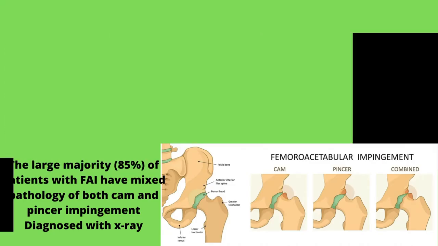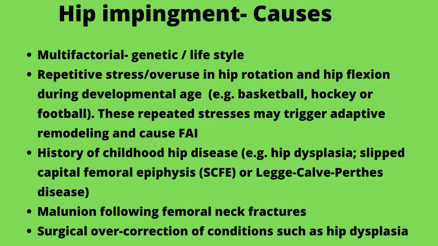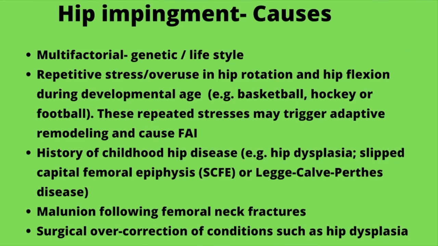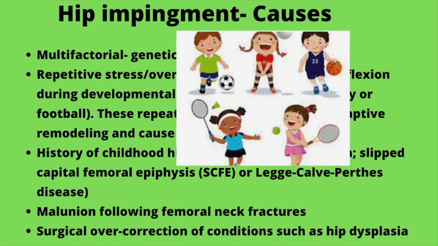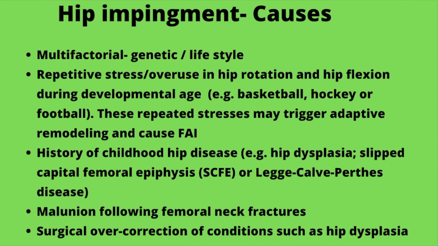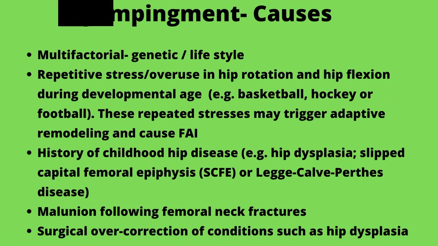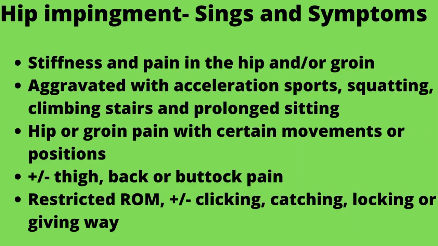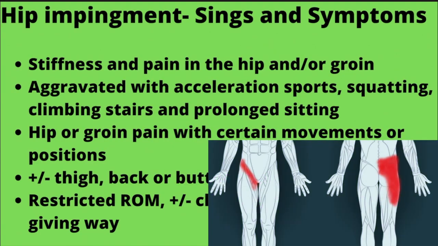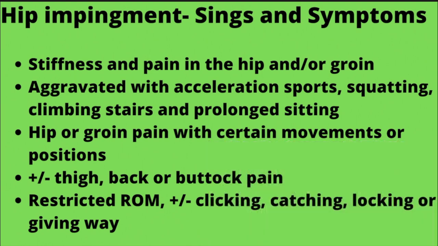One of the most common is definitely repetitive stresses or overuse, especially in hip rotation and flexion during developmental age. This is usually puberty age, and so if children are doing extra sports, this can stimulate the laydown of extra bone in the area that we discussed before. Or it can also be due to a childhood disease such as hip dysplasia, for example, which is very common. Signs and symptoms are stiffness and pain in the hip and or groin area, which are aggravated with activities. There can also be a clicking or a catching sensation, as well as locking or even giving way.